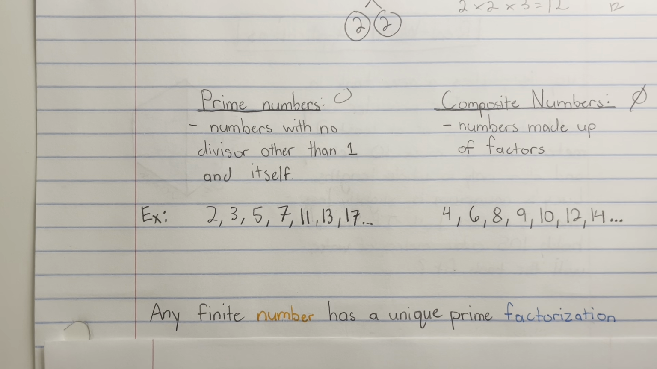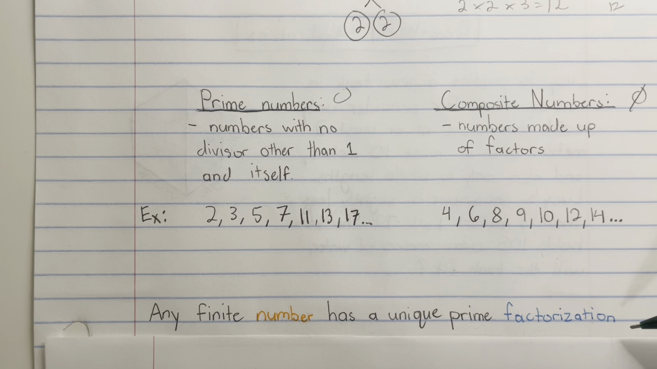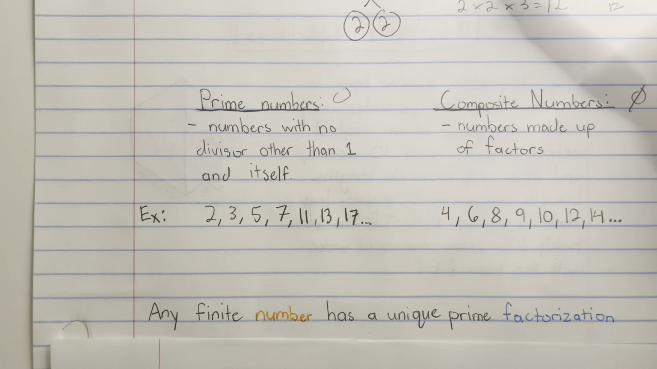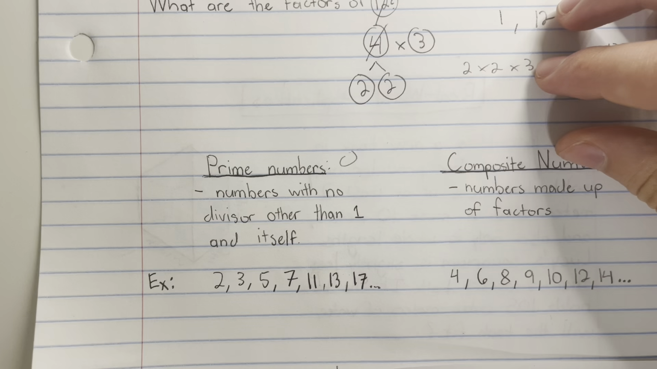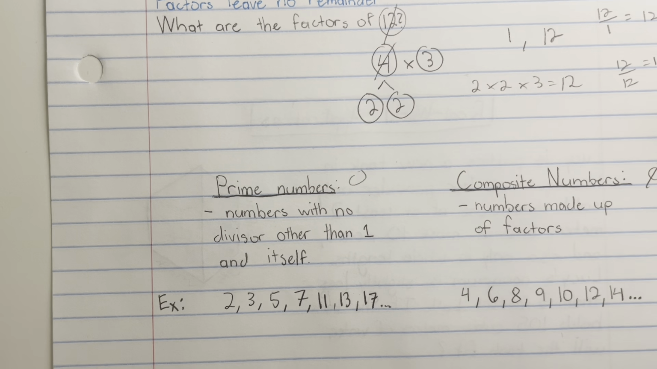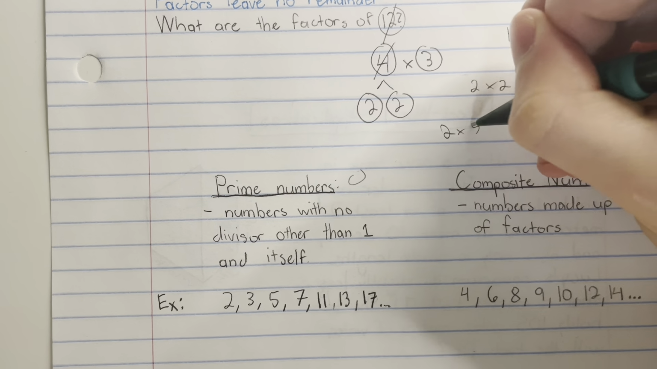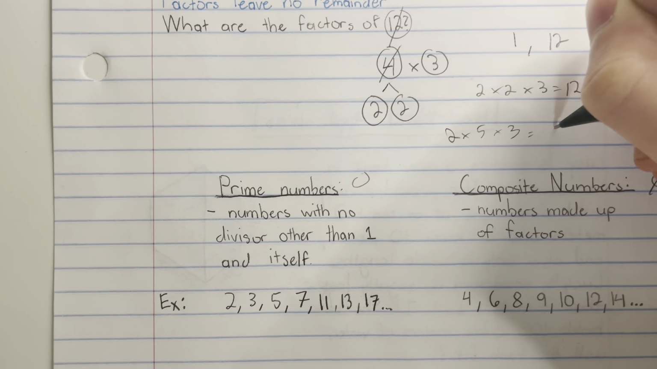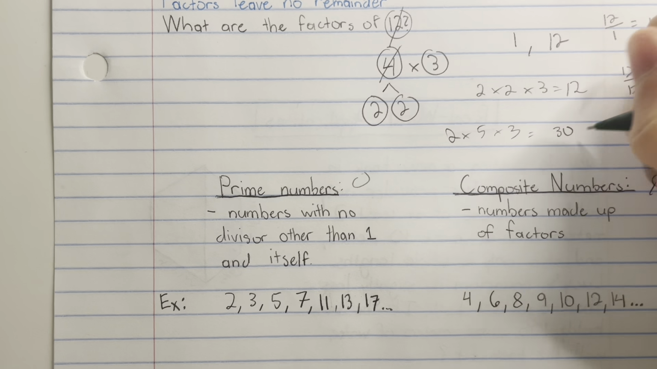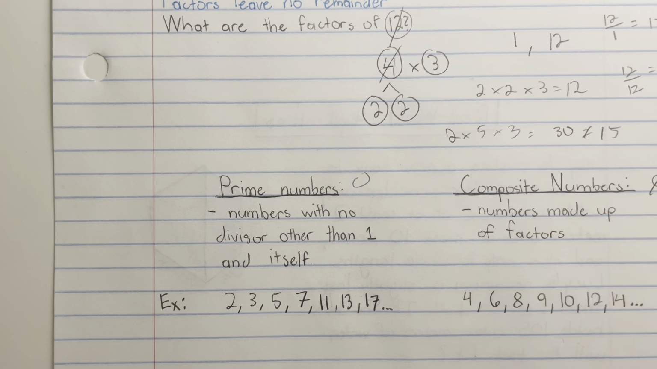I also want to claim that any finite number has a unique prime factorization. So 2 times 2 times 3 is the only way to make 12 using prime numbers. There's no other, like 2 times 5 times 3, because that creates 30, which is not equal to 12.